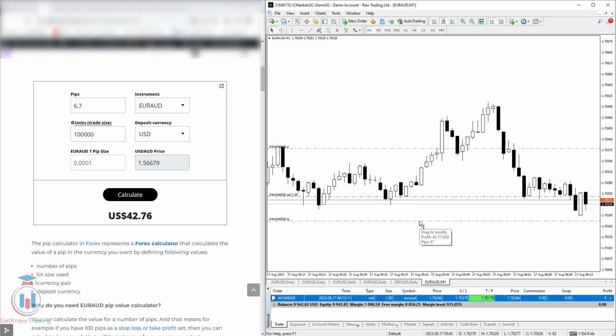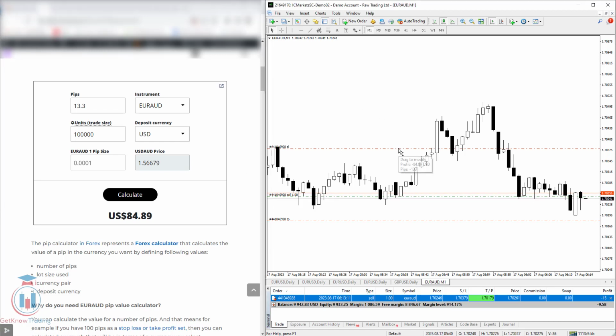There is a small difference, 77 and 76, but it's all about rounding inside the trading platform and also this Pip value calculator, but the values are also the same. When you go to the stop loss, you will see 133, that means 13.3. When you click calculate, you get 84.89. Put your mouse here and you get the same profit value.